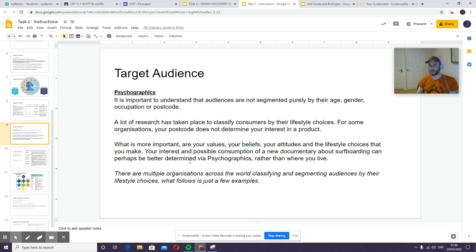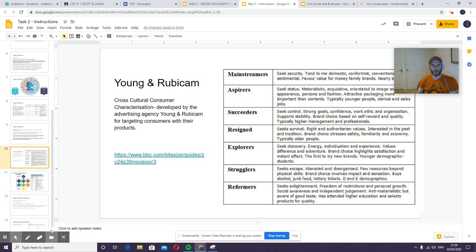Okay, so it's important to remember that we don't just group people by their age and their gender and their postcode, where they live. We need to think about these people in terms of what sort of beliefs they have, what their attitudes are, what lifestyle choices they have, and what their other interests are, to get a really rounded view of this person or this audience. And there are lots of different organizations that have come up with different frameworks to group people in this way. I've just got two examples to remind you of.